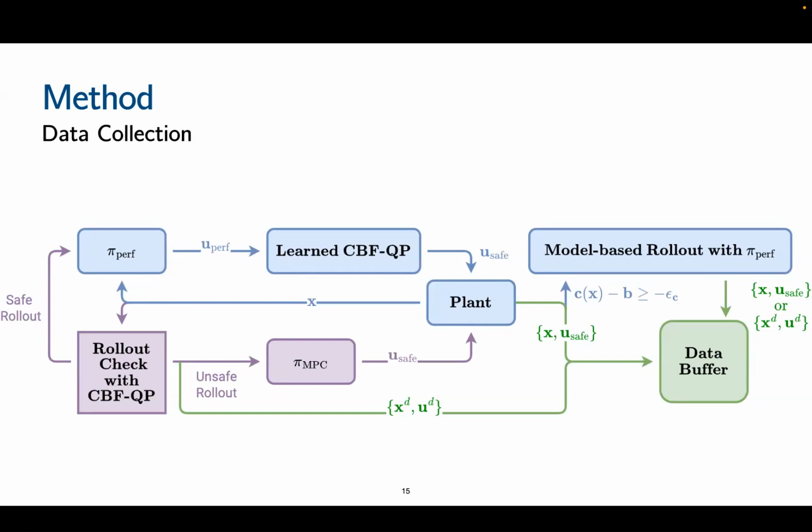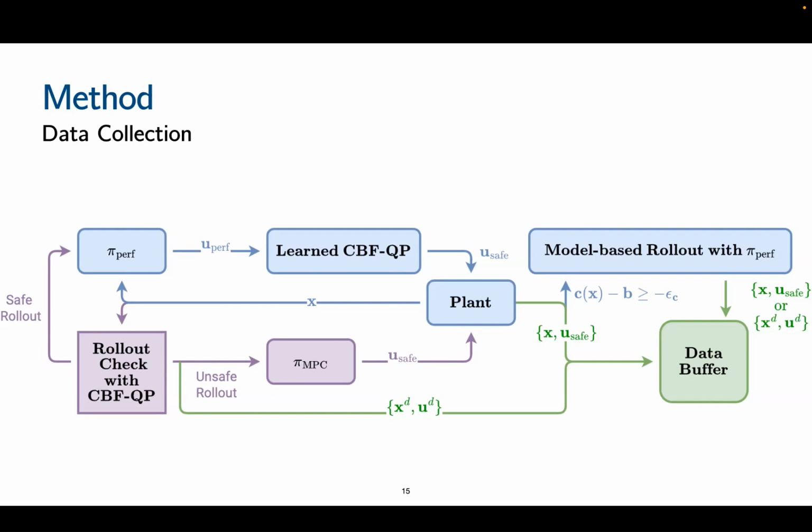As mentioned before, the learning process requires both safe and unsafe data. However, collecting unsafe data may be costly in many cases, such as in autonomous driving. So instead of finding an unsafe controller, we perform model-based rollouts to generate fake data. We use a CBF QP controller with the learned CBF during training to collect safe interactions.